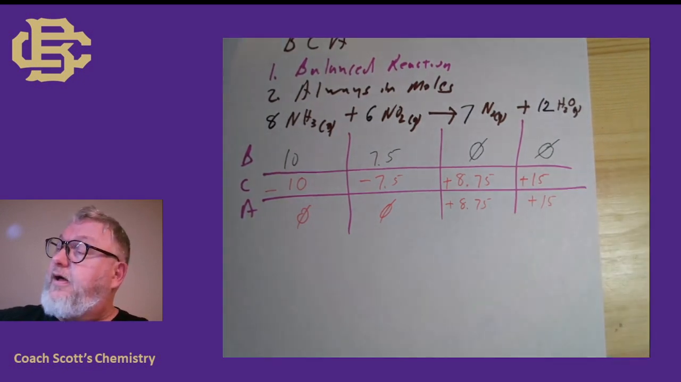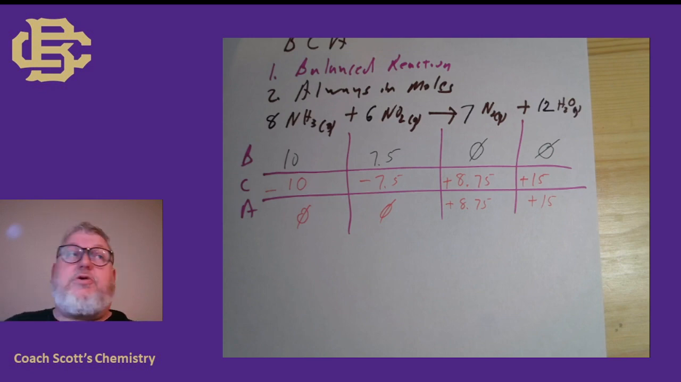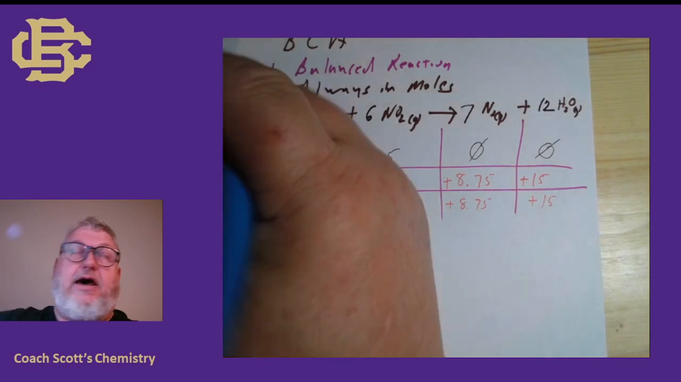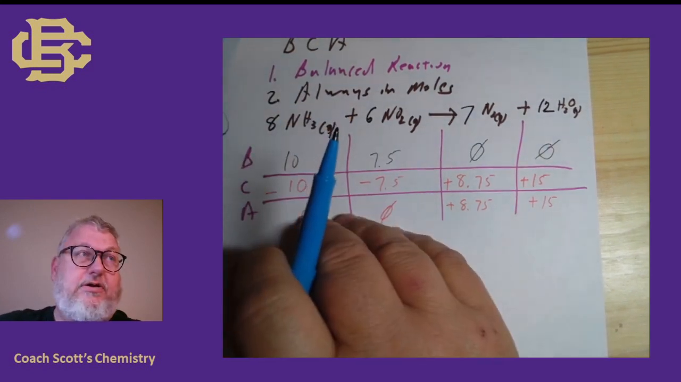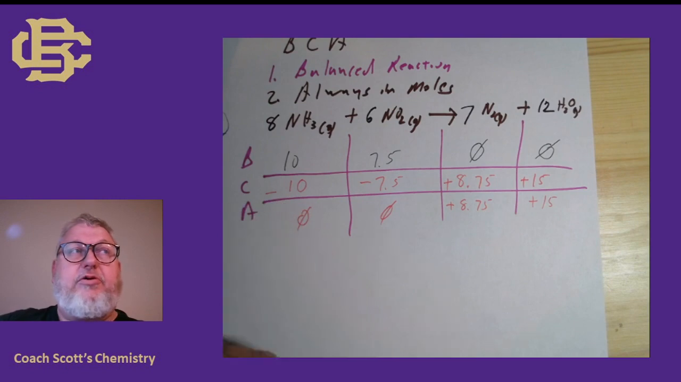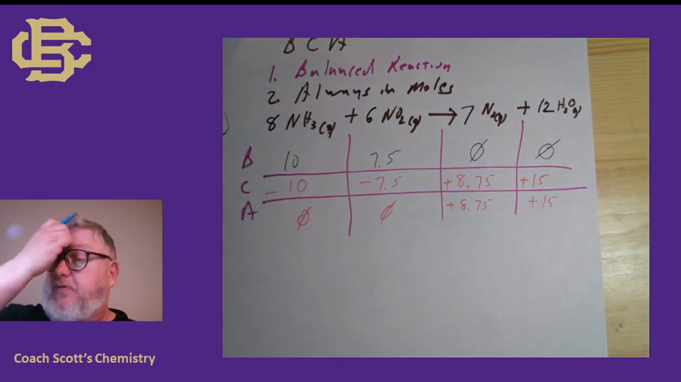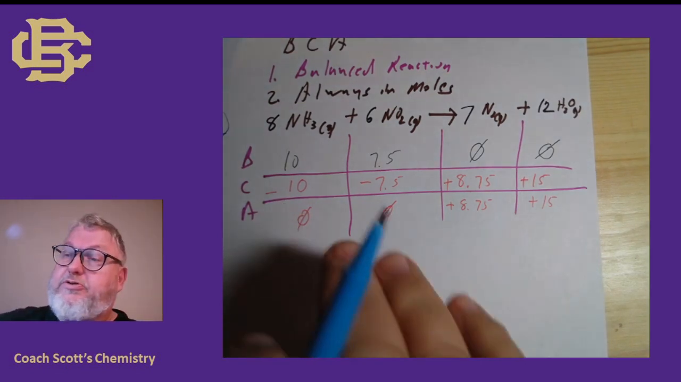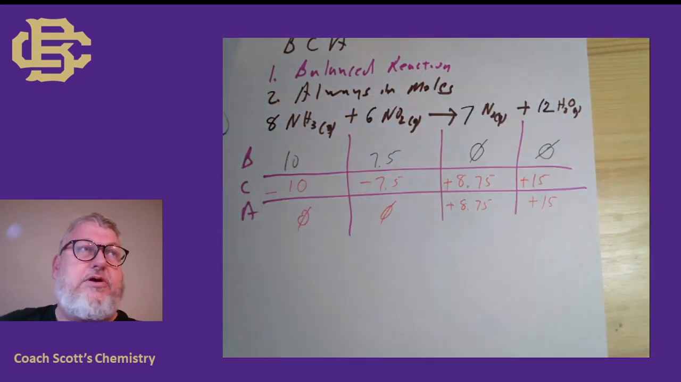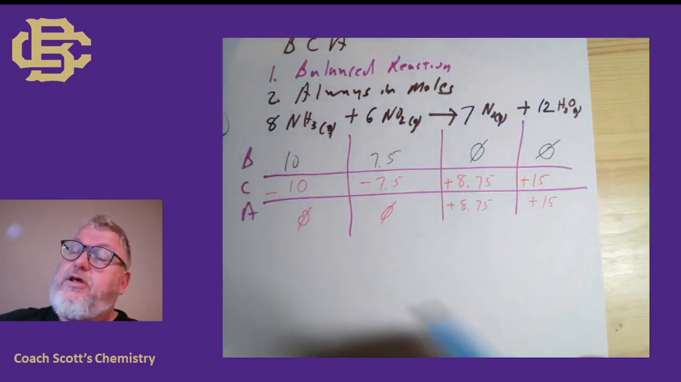Now, that's cool, and that'll answer anything about this reaction with moles. But what if we're not given moles? Say we're given grams. So on the left-hand side of the reaction, if we're given grams or liters or particles, we've got to convert it into moles. Always have to be in moles. So how do we do that?